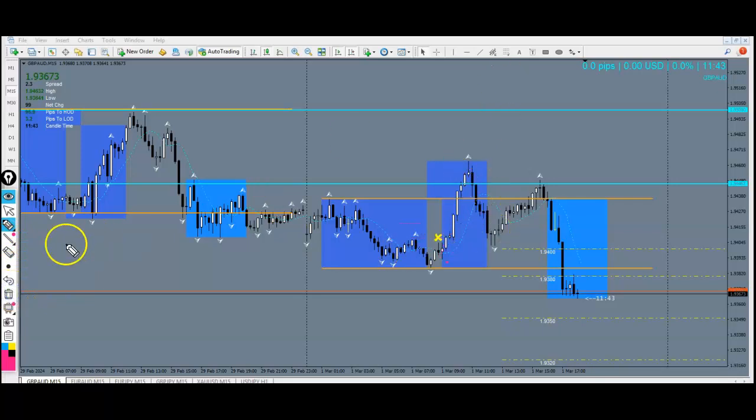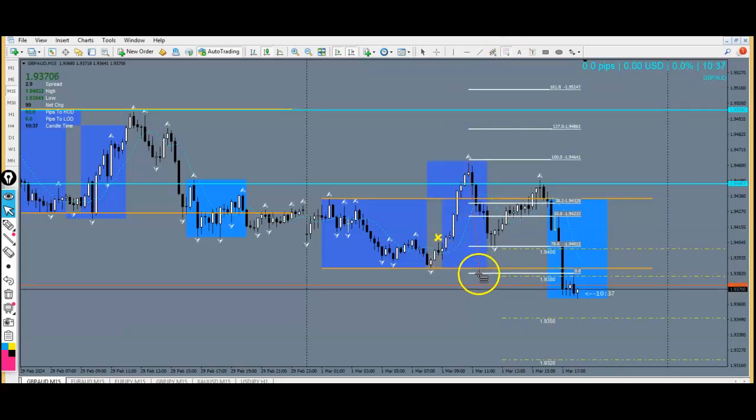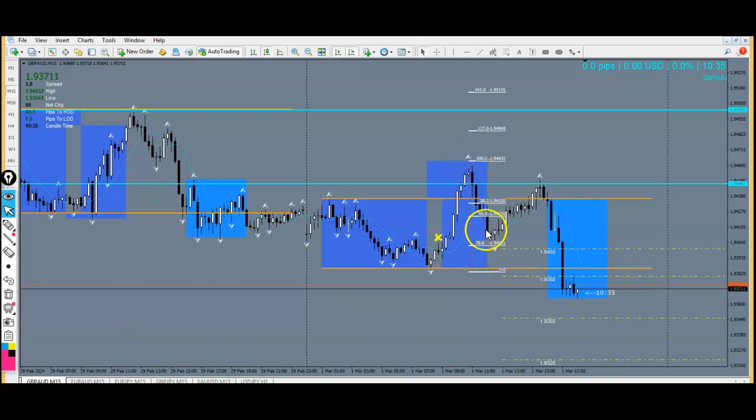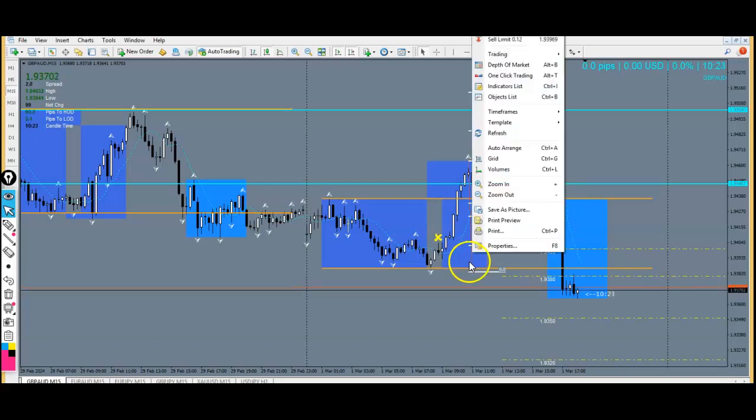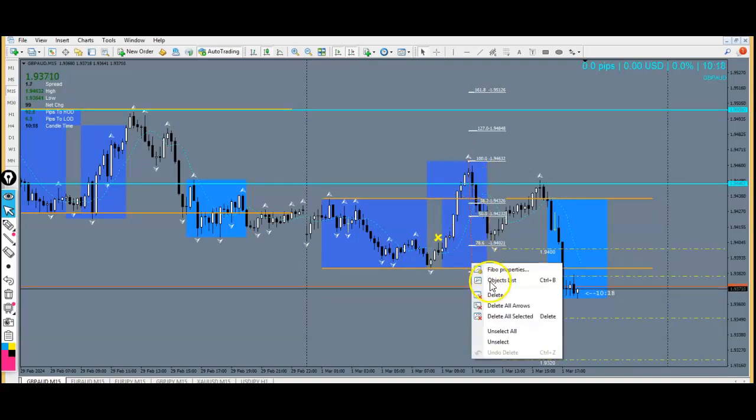Then on this pullback, I did not take this trade because I was doing some other things. If you look at it very well, if we did this, on this pullback we'd have entered at the 50% or maybe 61, and that would have given us some profits. All right. So the next lesson here for us to learn is about when price makes a new low.